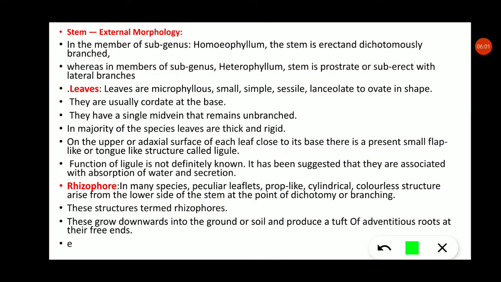Second point is that on the upper or adaxial surface of each leaf, the upper side is known as the adaxial surface, close to its base, there is a small flap-like or tongue-like structure. It is called the ligule.